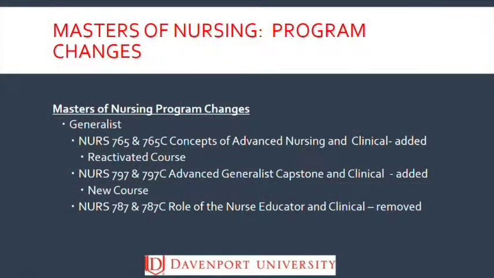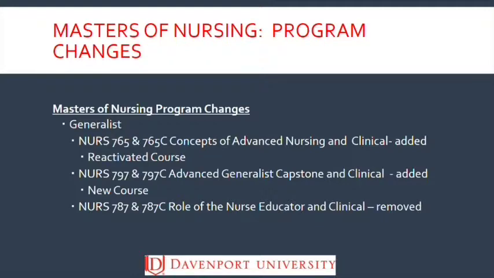So for the College of Health in nursing, we have minimal changes, but they're important changes. What you see up here is changes to the Masters of Nursing. So first of all, I would like to go through the generalist program. And recall the master's program has 3 pathways: the generalist, the family nurse practitioner, and also the nurse educator.